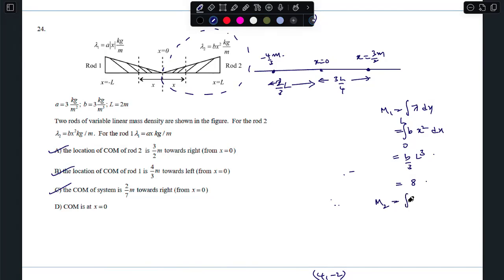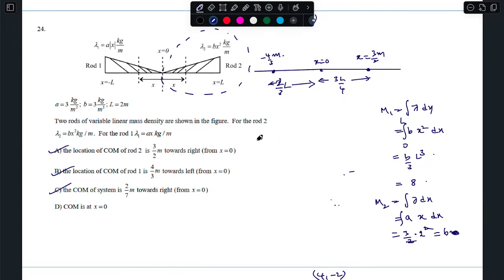Similarly, m2 is integral lambda dx. What will this come to? a x dx. Correct? You will get 3 by 2 into 2 cube, 2 square actually. 6 kg. Done.